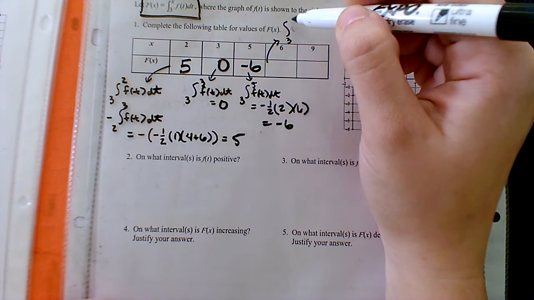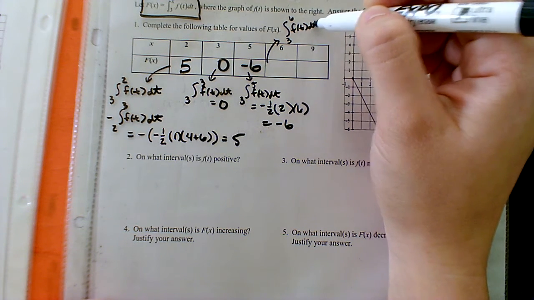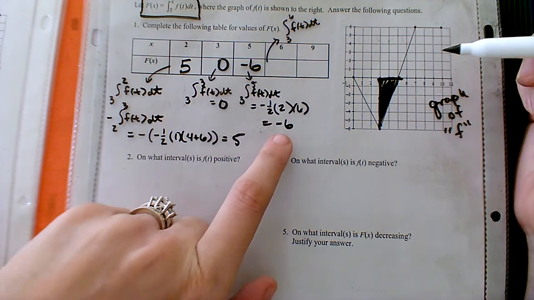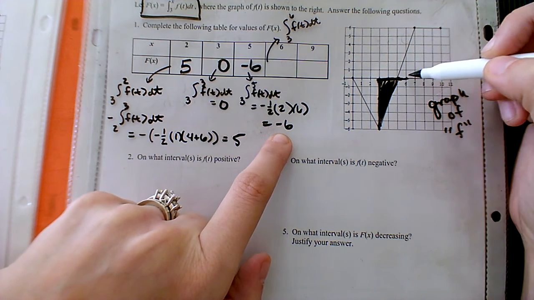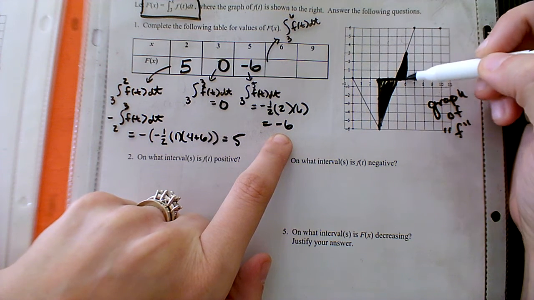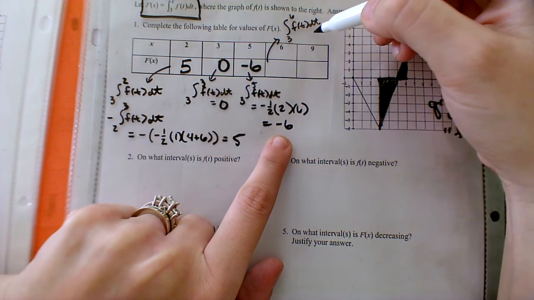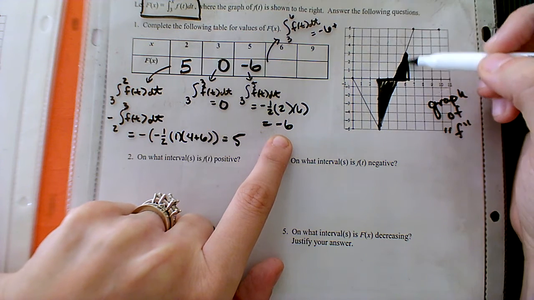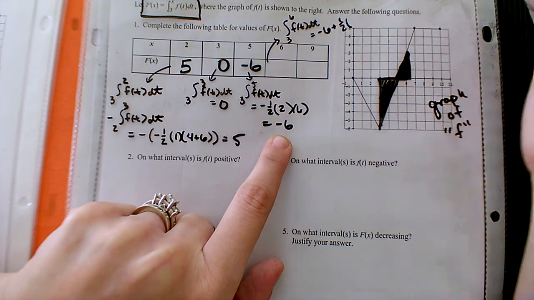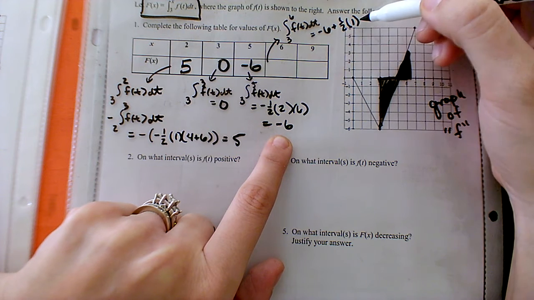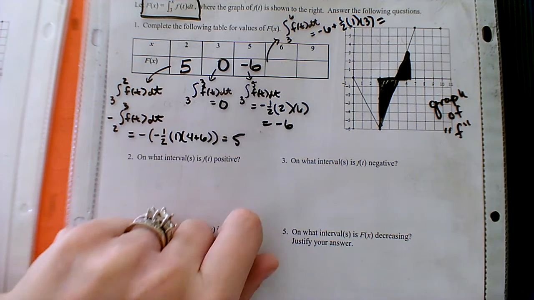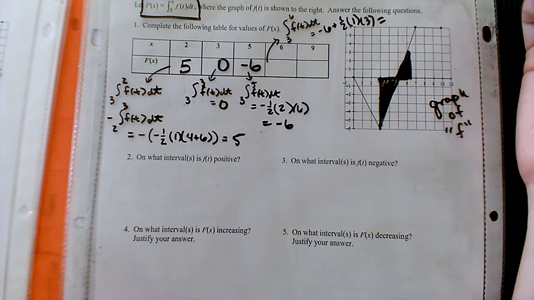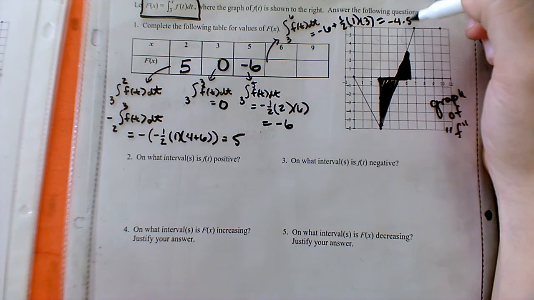Let's see, for the next one, we'll go from 3 to 6. So we basically need the same area as we had before, so the same negative 6 value. We now just have to compensate for this extra piece that's above the x-axis. So I have to take this negative 6 plus whatever area this is. So 1/2, the base of the triangle is 1 and the height is 3. So that would be 1.5. So negative 6 plus 1.5 would be negative 4.5.